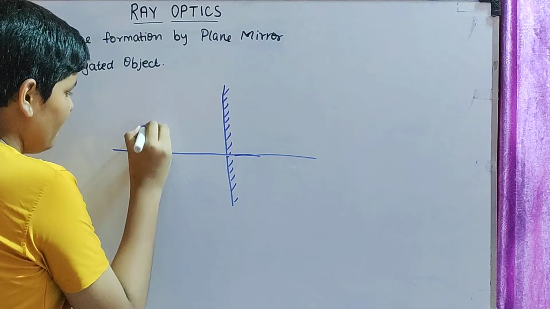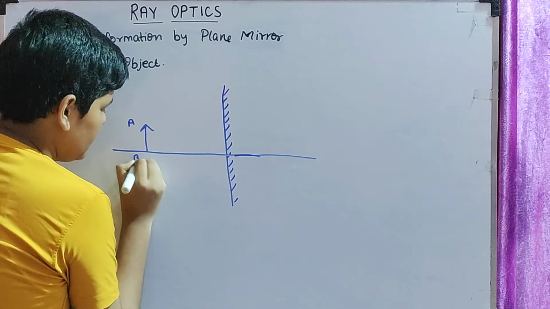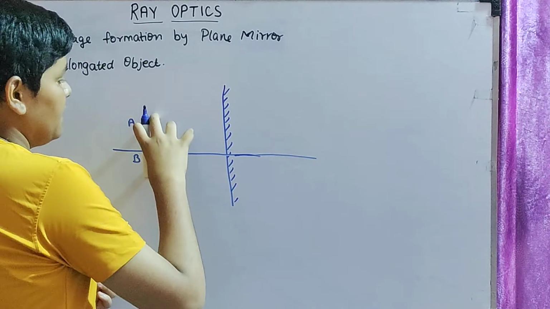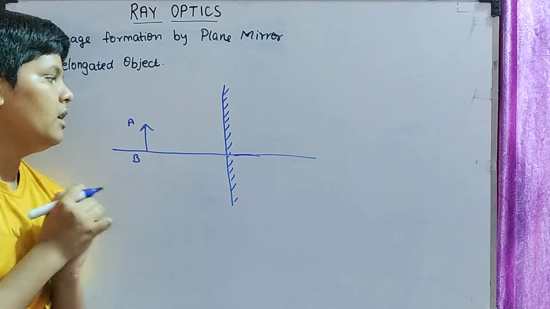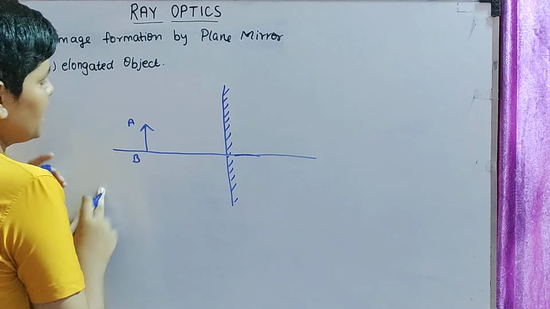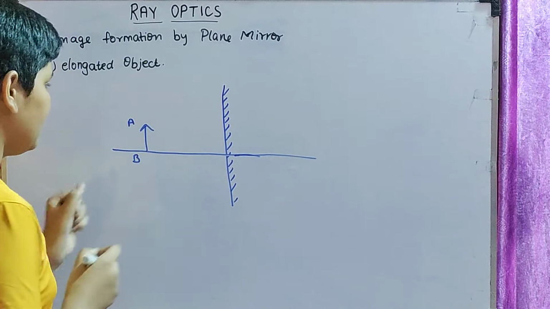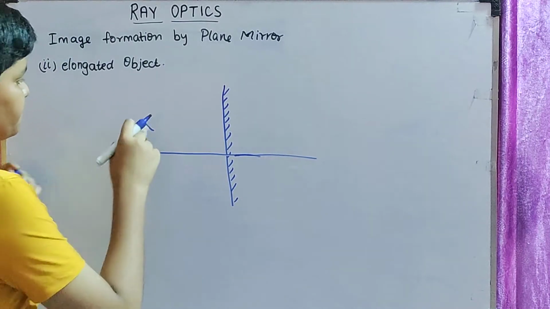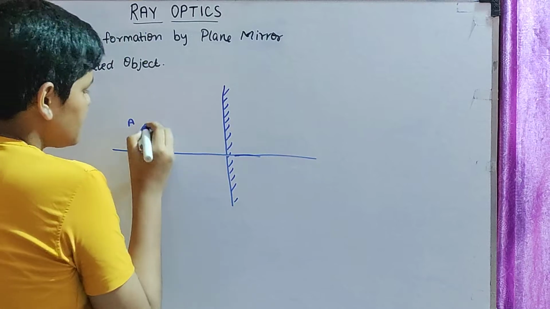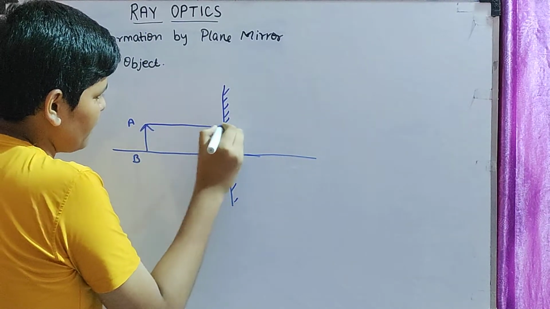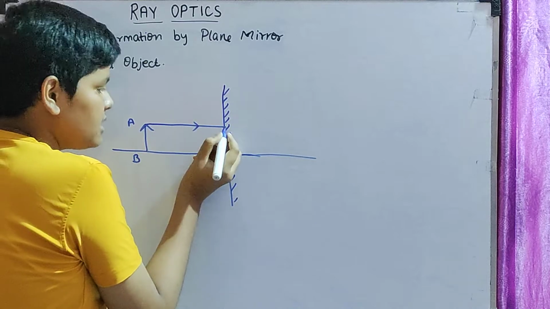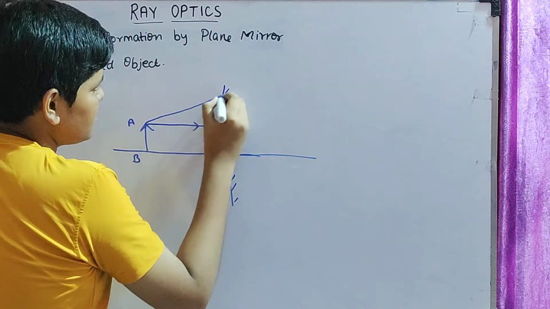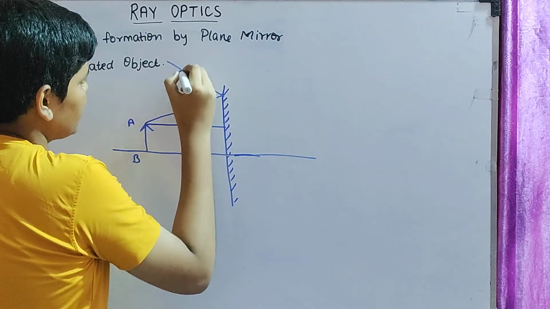So here we have A, B. This is an elongated object. Now we have to form the image of this elongated object. How can we form it? You need to take two rays from both head and tail. We are taking point A as head and point B as tail. So we take two rays. The first ray we will produce directly, that is called normal incidence. This normal incidence will reflect back, but we will not be writing about that. Second, one ray will go like this and it will be reflected like this.